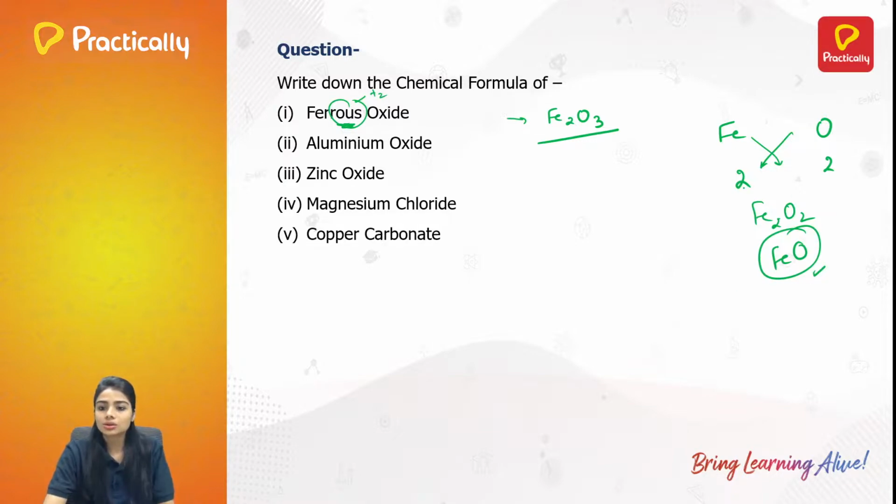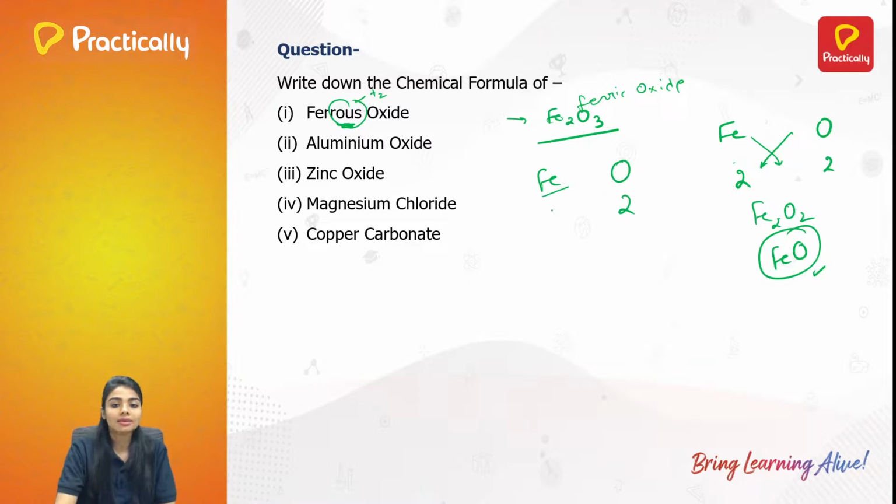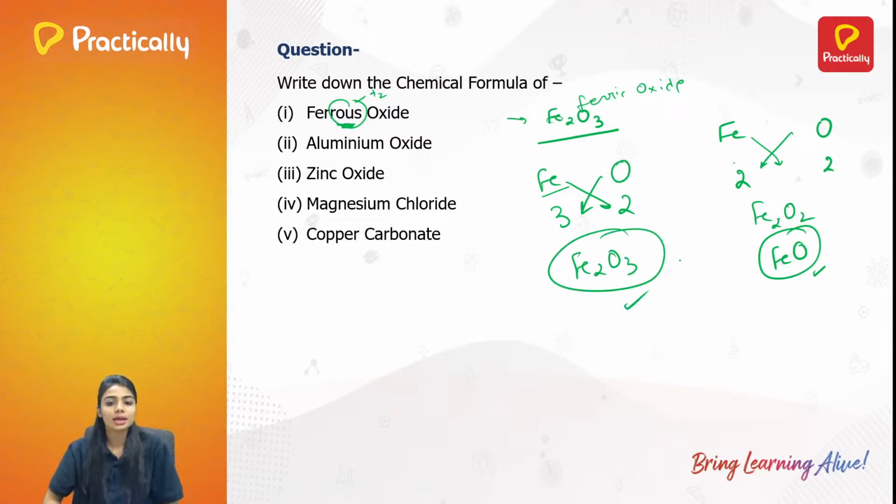Okay, so not 3, it is ferric oxide. This is ferric oxide. Here for ferric oxide, oxygen valency is 2, iron valency is 3. Just cross multiply it, you will get Fe2O3, ferric oxide. Okay, so ferric oxide is Fe2O3 and ferrous oxide is FeO.